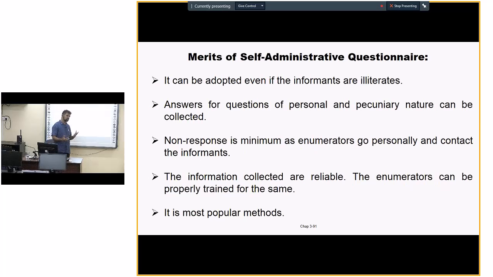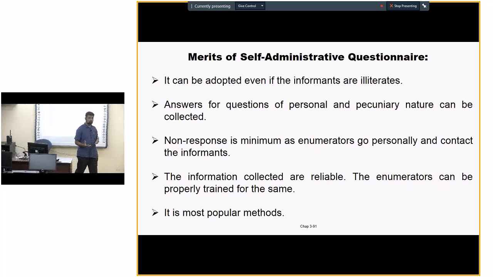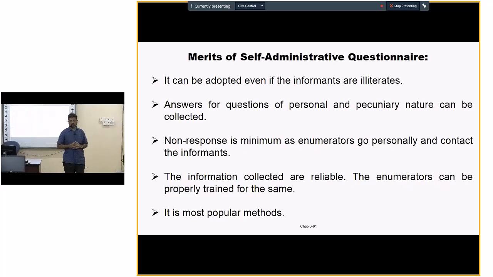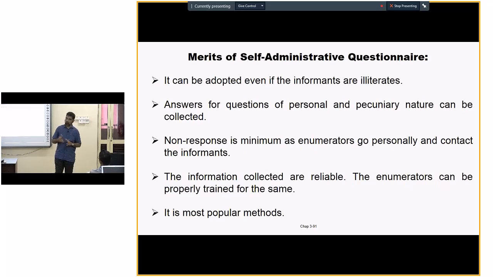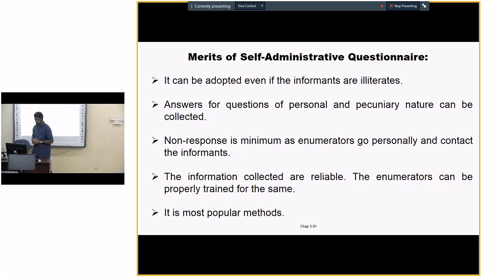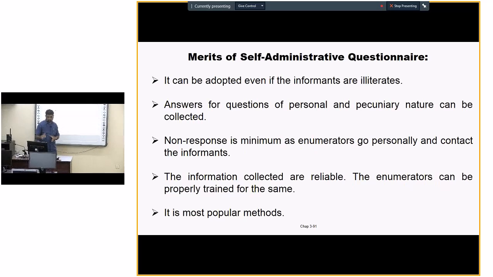Next one, self-administered questionnaire. We can prepare the same questionnaire, then give it to our enumerators. We can assign enumerators and supervisors, then send the enumerators with the questionnaire. They can discuss with the respondents and fill in the questionnaire. Finally, we can get information from there. Then there are some benefits from the self-administered questionnaire.